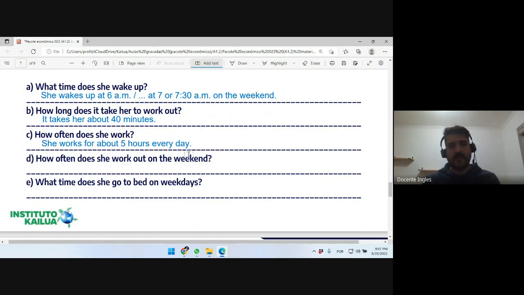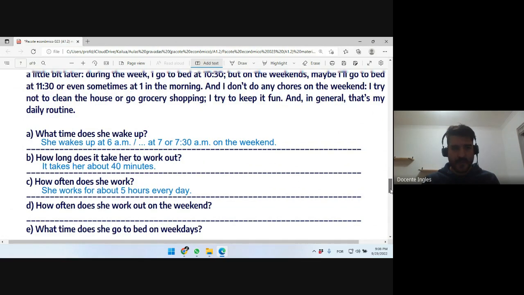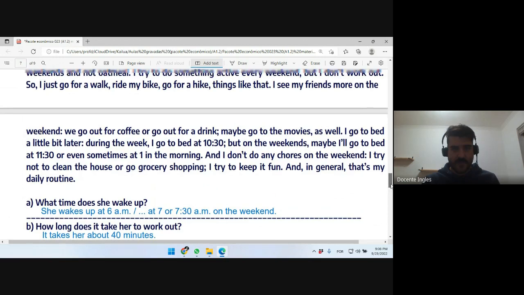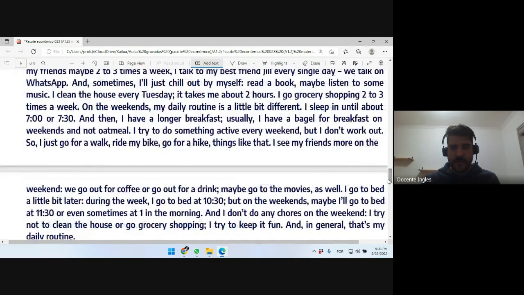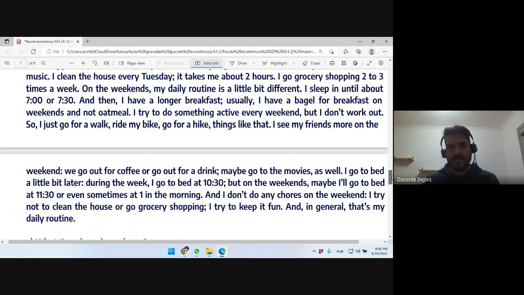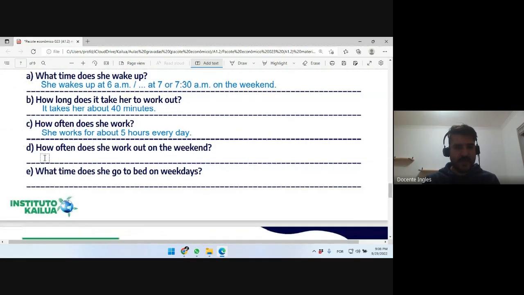How often does she work out on the weekends? So here is the information on the weekend. I try to do something active every weekend, but I don't work out. So zero frequency, never. She never works out on the weekends.